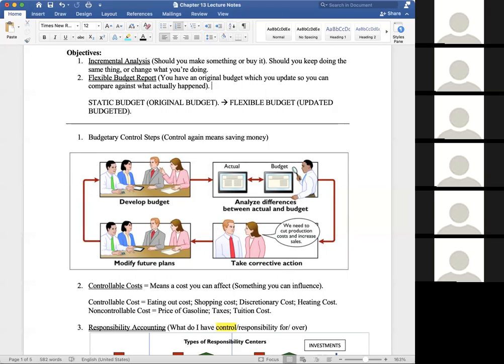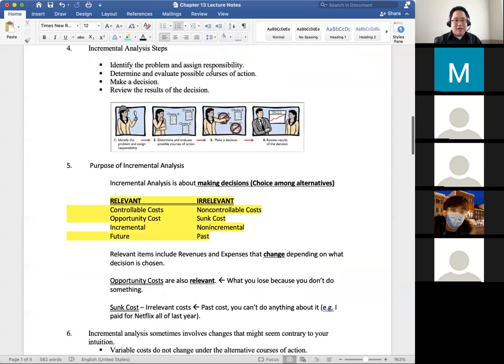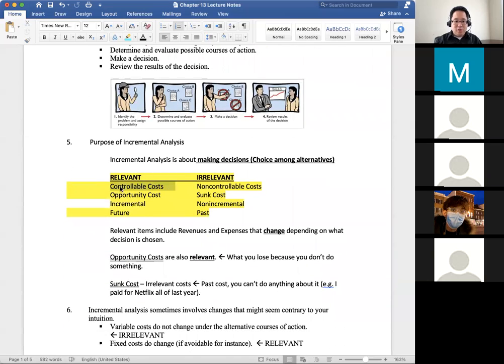Okay, good. So incremental analysis means you have to do either one or the other. You can't do both, right? So if you're trying to decide either do X or Y, you can't do both, then you have to only think about things that you control. You can consider opportunity cost, stuff that changes, incremental cost, or future cost. Everything else you ignore.